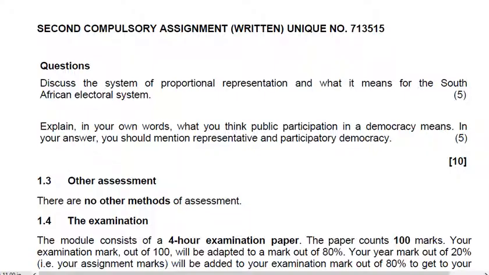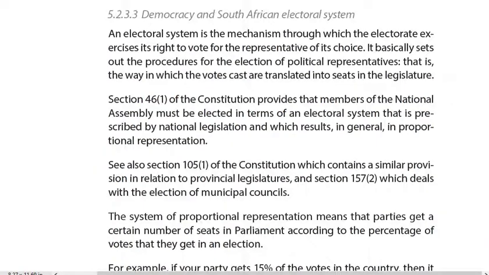Questions. It says discuss the system of proportional representation and what it means for the South African electoral system, for 5 marks. When we turn to page 60 of our study guide, we are going to find where they are talking about proportional representation. But I can't just jump and read where it talks about proportional representation. I simply need to start where the paragraph starts so that we can be able to understand what's going on. I think that's the best way to do it.